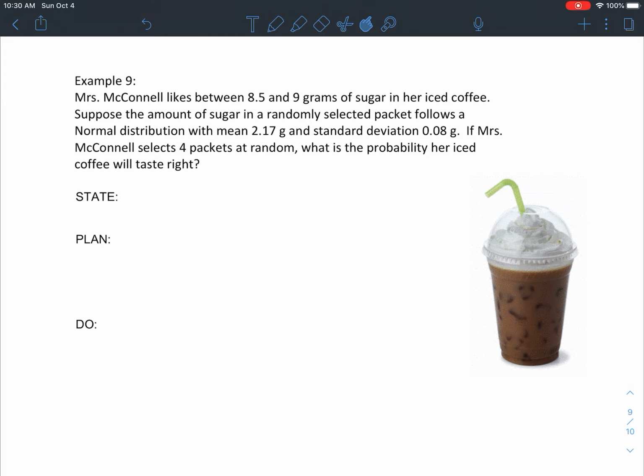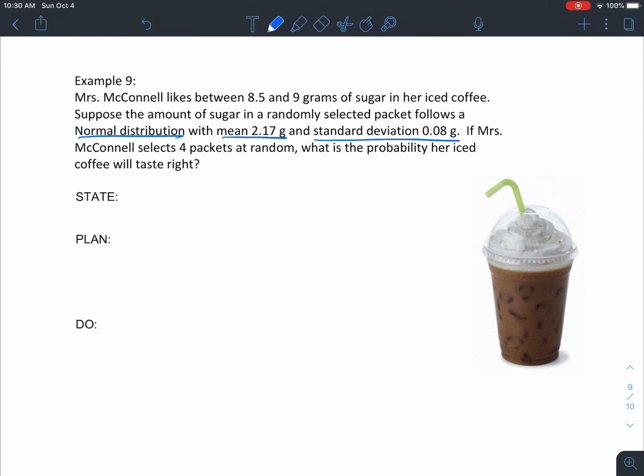All right, so on the next page, we're going to take a look at an example that's going to tie all of this together. It says, Mrs. McConnell likes between 8.5 and 9 grams of sugar in her iced coffee. Suppose the amount of sugar in a randomly selected packet follows a normal distribution with a mean of 2.17 grams and a standard deviation of 0.08 grams. If Mrs. McConnell selects 4 packets at random, what is the probability that her iced coffee will taste right?